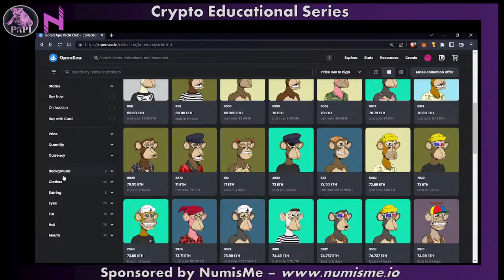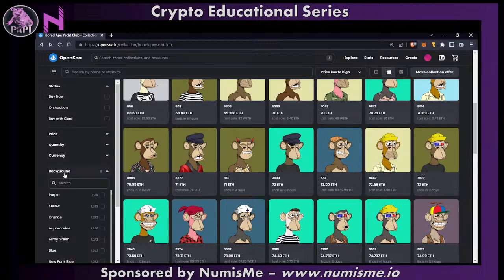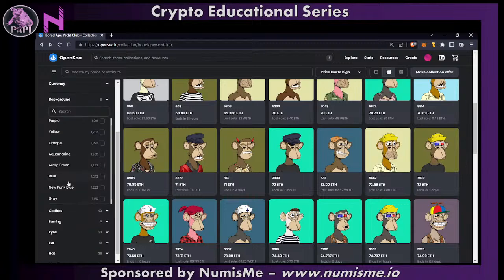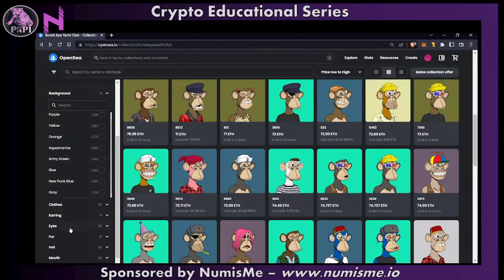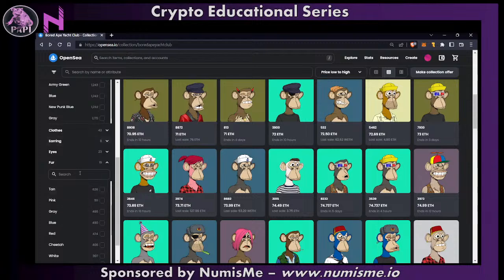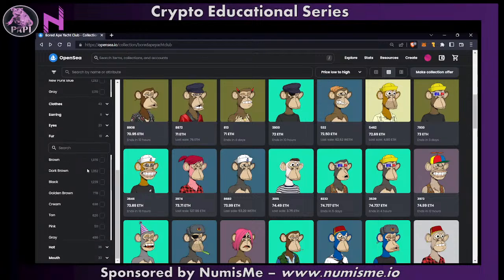But these are also different rarities. So if I look here, I expand background and I look, maybe background's not a great one. Let's go with fur. So I look at the fur and I can see the most common fur. The most common fur is brown.